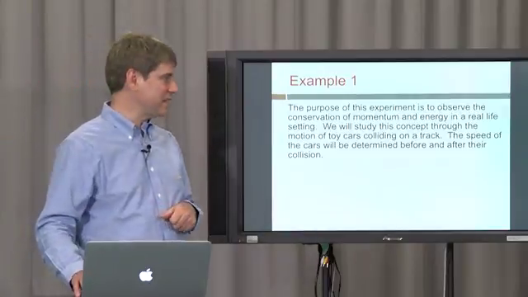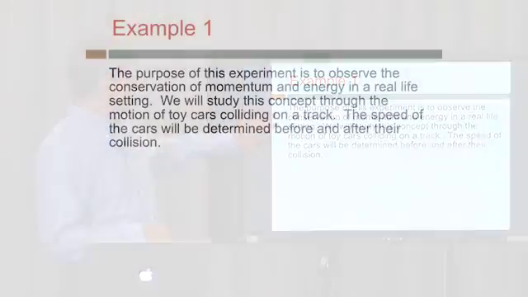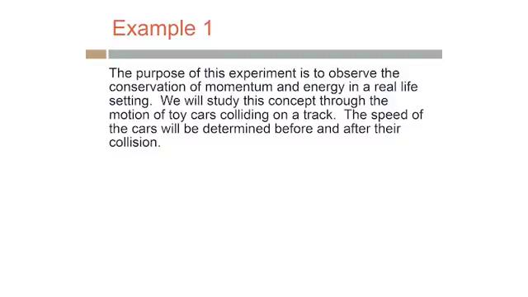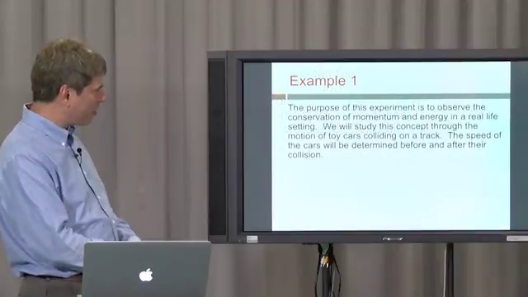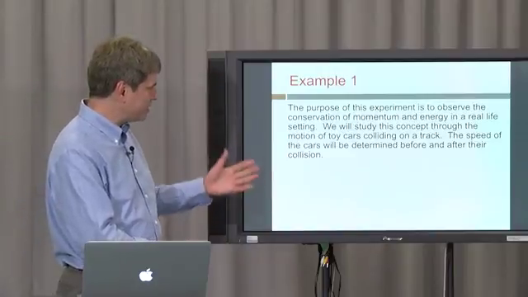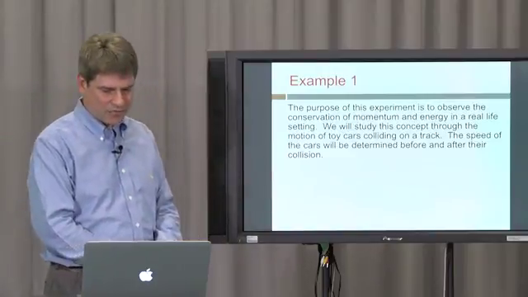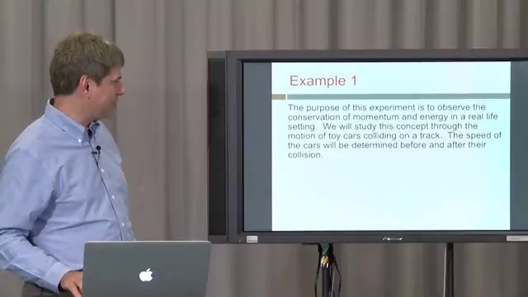Let's take a look at an example. The purpose of this experiment is to observe the conservation of momentum and energy in a real-life setting. We will study this concept through the motion of toy cars colliding on a track. Colliding is crashing into each other. The speed of the cars will be determined before and after their collision. Okay, so are there any problems here with this writing? Could this be part of a scientific report? Well, actually, there are a number of problems.